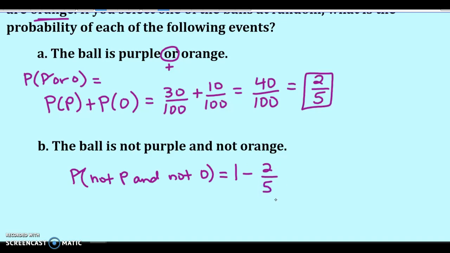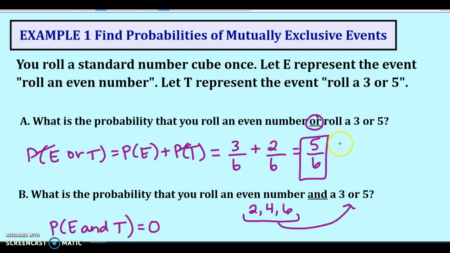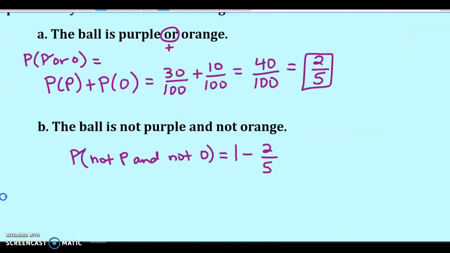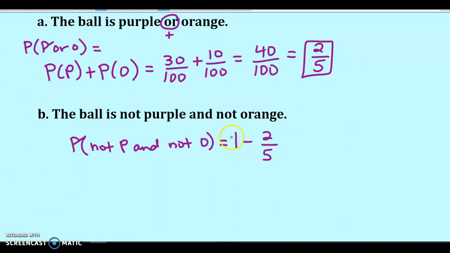Kind of like in the last example, when we looked at the probability of getting an even number or a 3 or a 5 was 5 out of 6. If I wanted to reverse that and ask what is the probability of not getting a 3 or a 5 or an even number, you would take 1 minus 5/6 to get 1/6, because that would be like getting a 1. It's your remainder. Same thing here. I have that first 100%, and then I subtract off what I don't want, and that gives you 3 out of 5 or 60%.